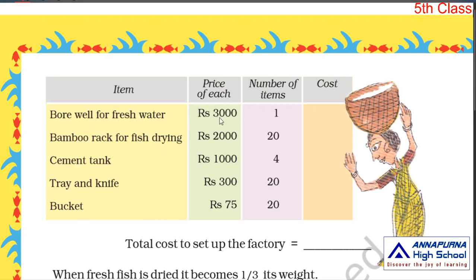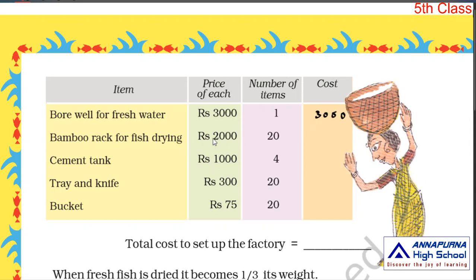So borewell 3000 rupees. How many borewells are needed? Only one. The number of items is one. Then what is its cost? Bamboo rack for fish drying, 2000 rupees. Number of items is 20. So what is the cost? That means you find the cost. So borewell for fish water 3000 rupees, number of items is 1. Then what is its cost? 1 times 3000 is equal to 3000 rupees.